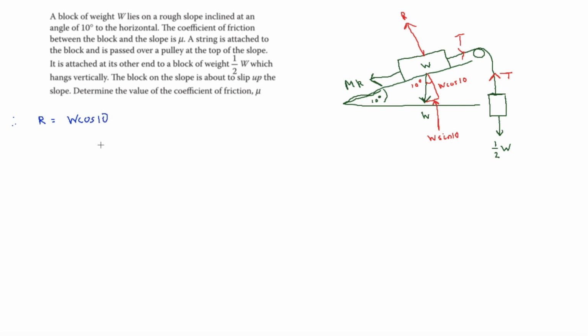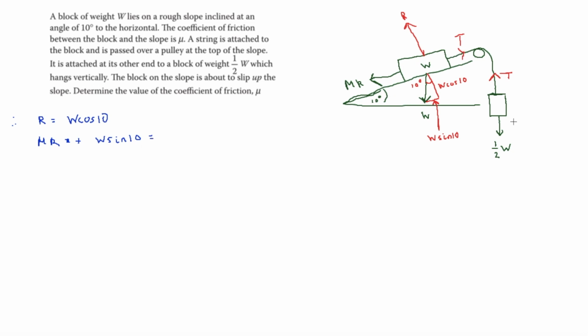So now we've got R is equal to W cos 10. Now we can do it horizontally. So we have the coefficient of friction times R, and that is going to be equal to, well, we actually have to add a W sine 10, because we've got those two things acting horizontally. So plus W sine 10, and that is going to be equal to T.